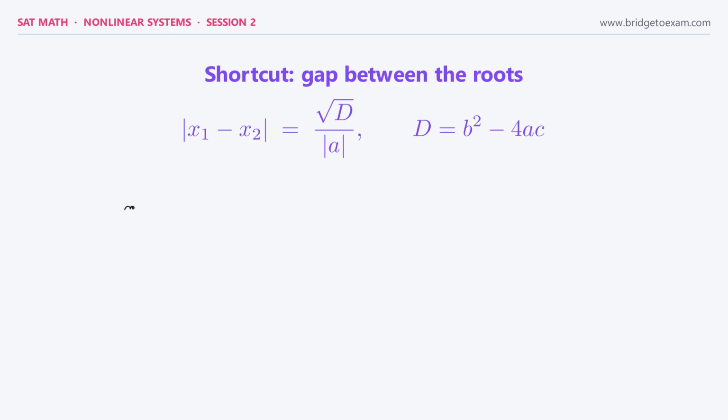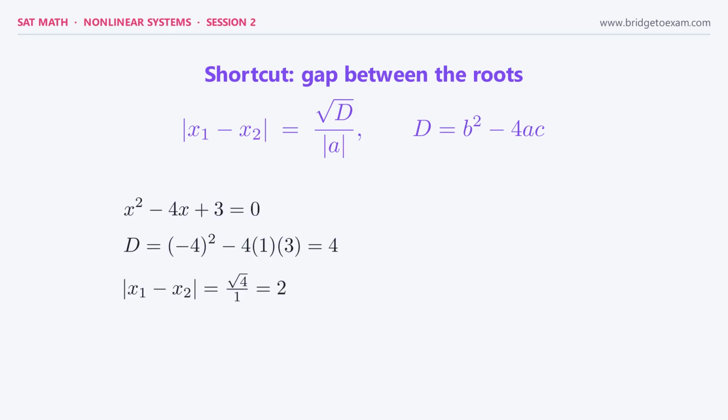Here's another one: the positive difference between the x coordinates. Again, you could find both roots and subtract. But there's a formula worth knowing. The distance between the two roots of a quadratic is the square root of the discriminant, divided by the absolute value of a. So, for x squared minus 4x plus 3, the discriminant is 16 minus 12, which is 4. The square root of 4 is 2, and a is 1, so the roots are 2 apart.